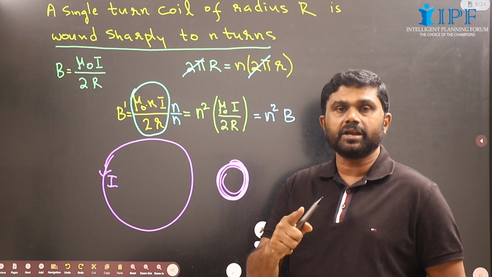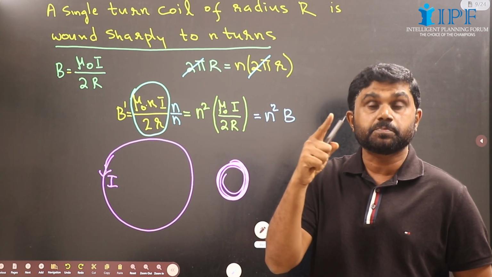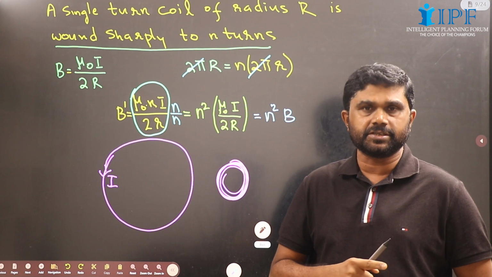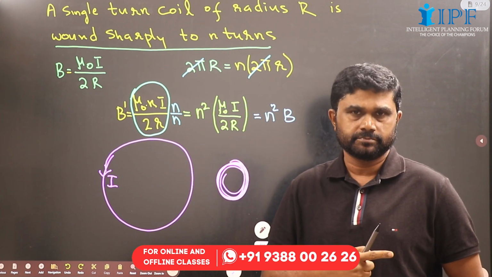So when a single turn coil is wound more sharply so that there are small n turns of smaller radius, then the magnetic field will become n square times.